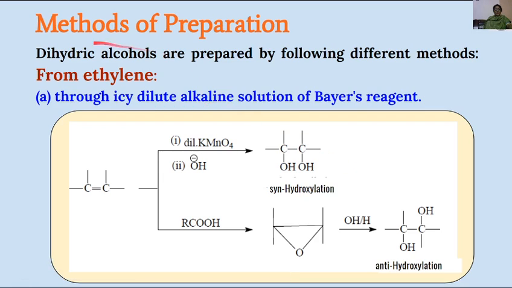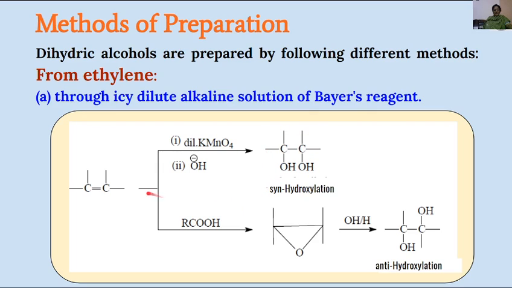First is the preparation of diol from ethylene. When ethylene is reacted with cold dilute alkaline Baeyer's reagent, which is dilute KMnO4 in the presence of alkali, this will give us a diol. The process is called syn-hydroxylation, in which both the OH moieties are on the same side of the carbons.